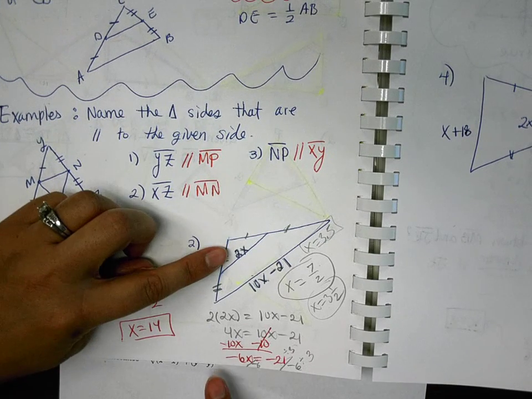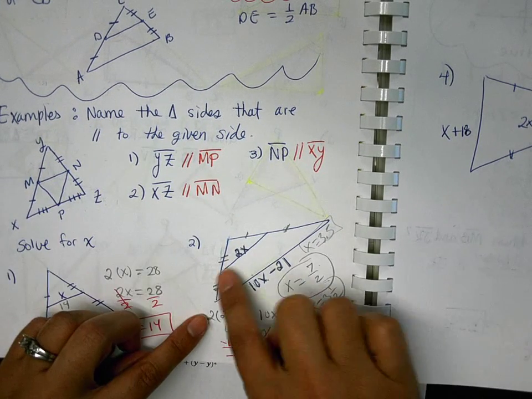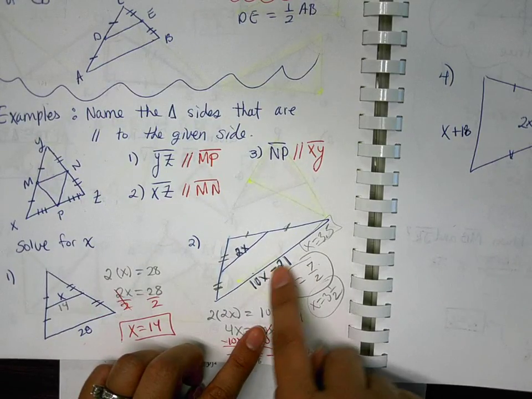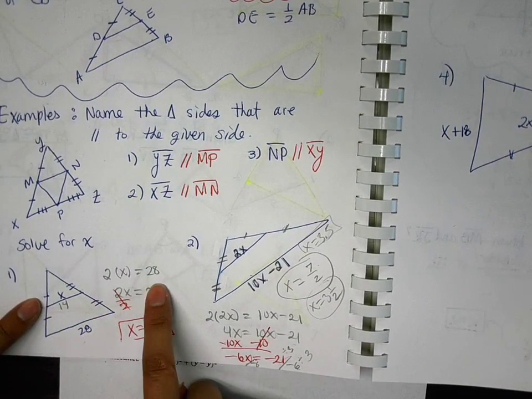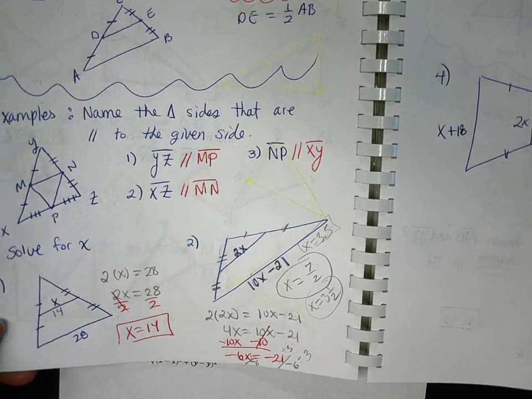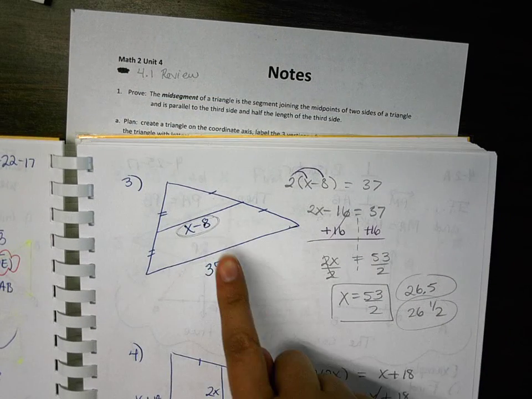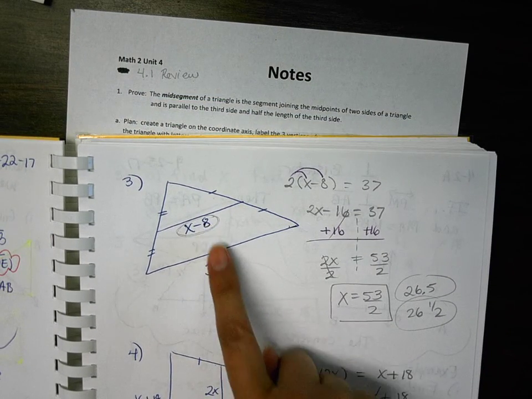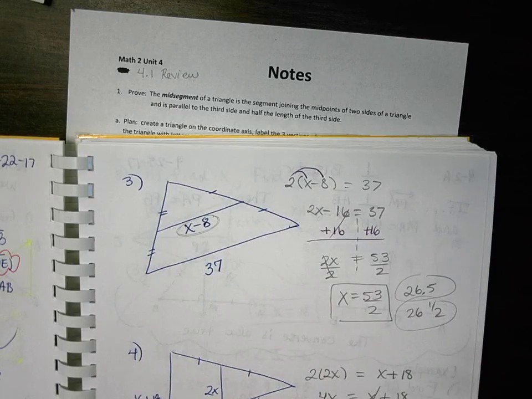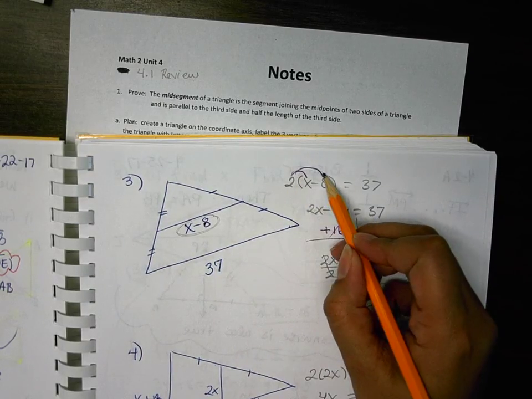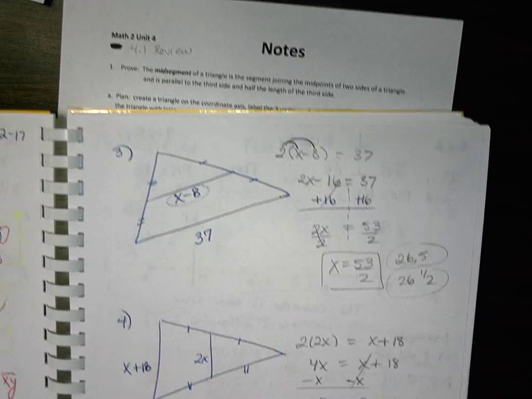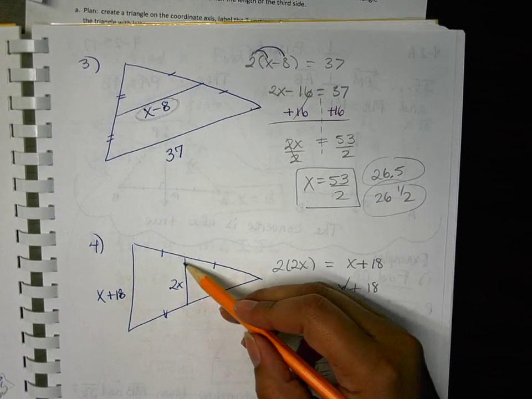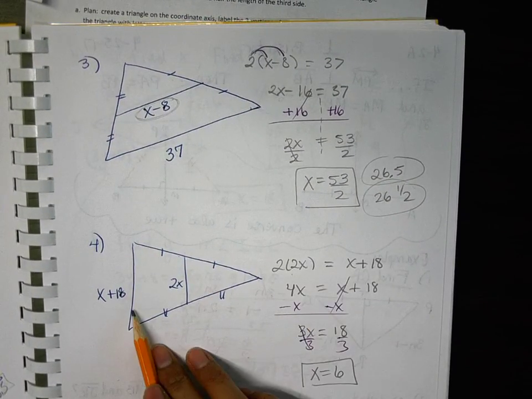Yes? So when we had stuff like this, and you had to find x, you doubled the mid-segment and set it equal to the base. There it is again. We doubled the mid-segment and set it equal to the base. The only thing you had to do here is, what's that math word? Distribution. You had to distribute. Okay, and we did the same thing here. Double the mid-segment and set it equal to the base.